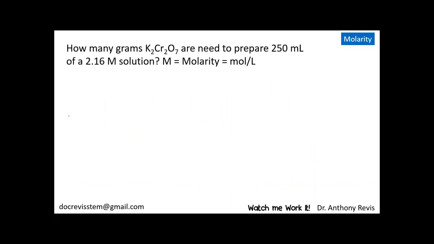So here's the problem. How many grams of potassium dichromate, that's K2Cr2O7, are needed to prepare 250 mL of a 2.16 molar solution? Keep in mind that's a molarity. Molar means molarity, which means moles per liter. So I need to get the grams from this information.